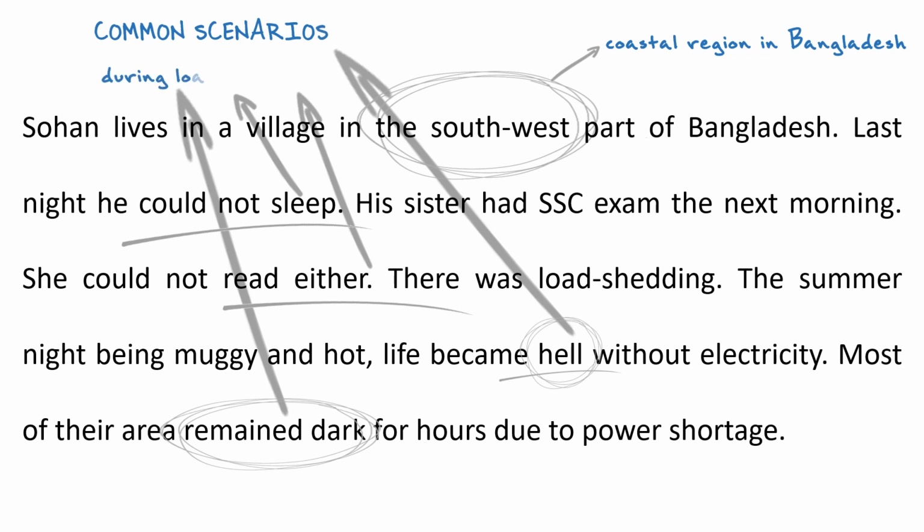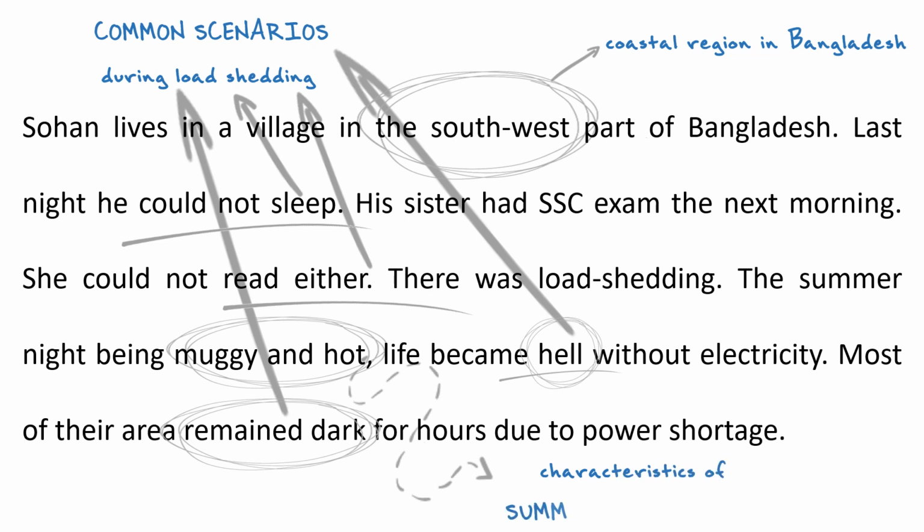Here we can see that the night was quite muggy and hot. Here, muggy means unpleasantly hot. Muggy is quite similar to hot, but unpleasant. Moreover, it is full of humidity. That means muggy. And muggy and hot, here, is the characteristic of summer in Bangladesh.